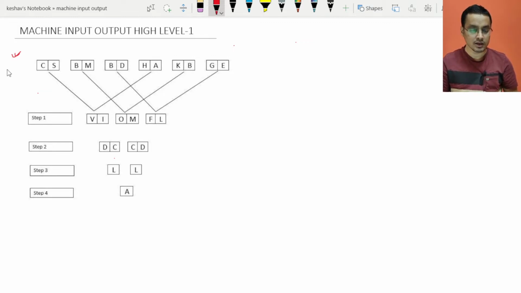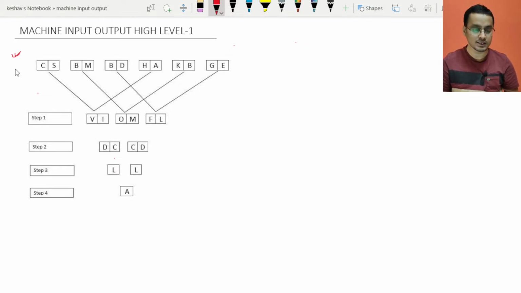Let's see here. To solve these questions, you should first of all know the alphabet numbers. What is the ranking of alphabets? What is the position of C? What is the position of M? What is the position of P? Like this, you should remember all these positions of alphabets. Then only it will be easy for you to solve this type of question.